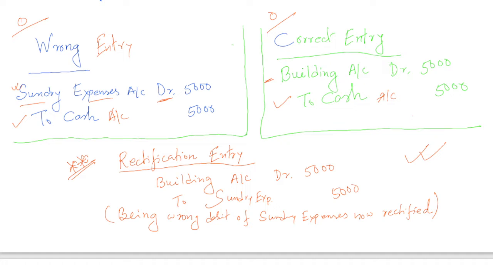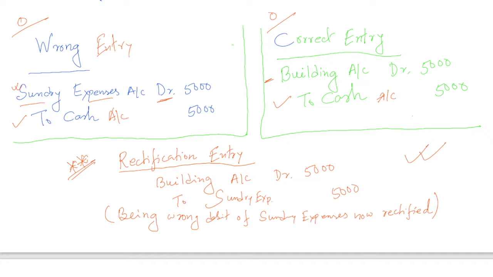Okay, so now we'll move to the next question. This is the simple one, and if you understand the journal entry, and if you have any doubt, then you just compare the wrong entry with the right entry. You will see that in the wrong entry, the correct element matches.